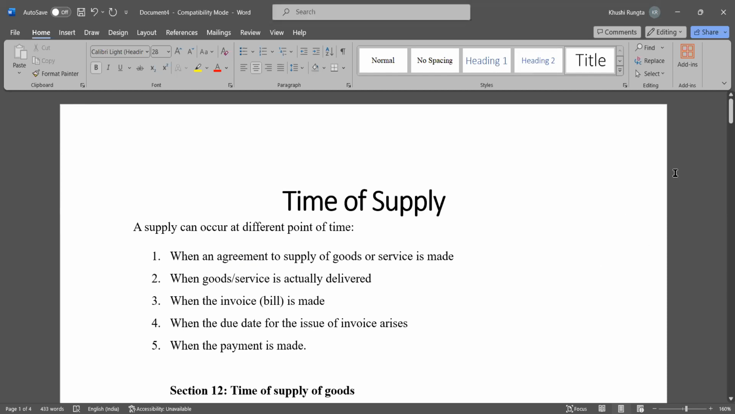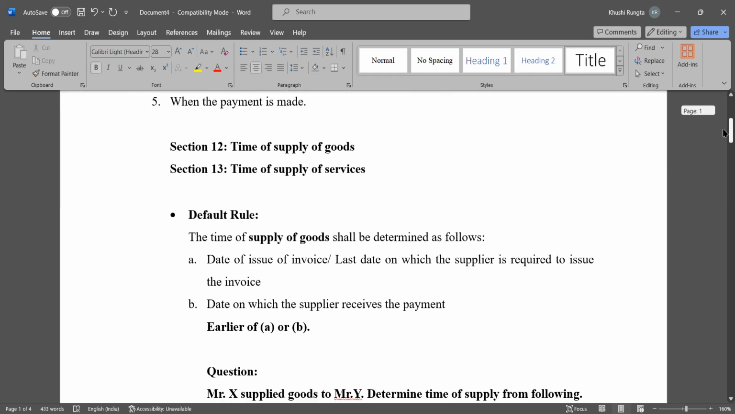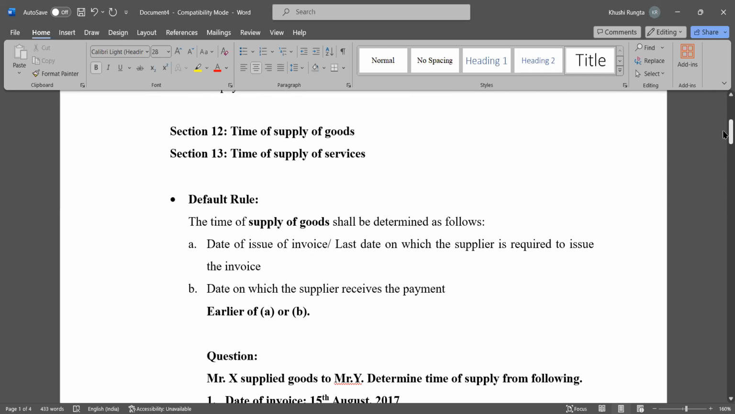Now, let me take you deep down into this chapter. According to the GST Acts and provisions, Section 12 tells about the time of supply of goods, and Section 30 tells us about the time of supply of services. Now, let me tell you clearly, you should not get confused between the time of supply of goods and services. Both are not one and the same. There is a difference and different provisions for both.